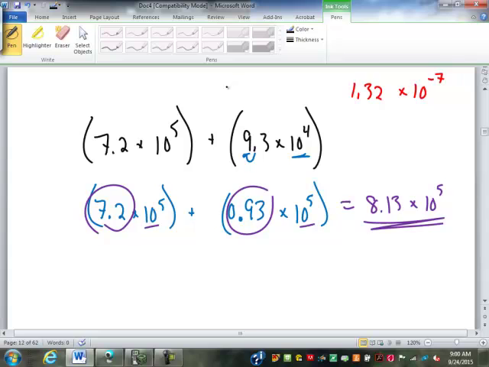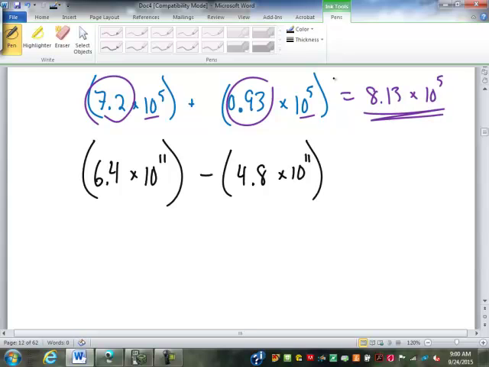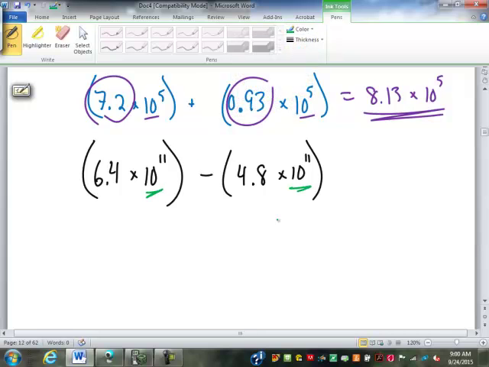Subtracting. 6.4 times 10 to the 11th minus 4.8 times 10 to the 11th. Just like with addition, we must have the same power of 10. Here we have 10 to the 11th, so we're going to combine the counts. What's 6.4 minus 4.8? 1.6 times 10 to the 11th. We keep the same name when we add or subtract.